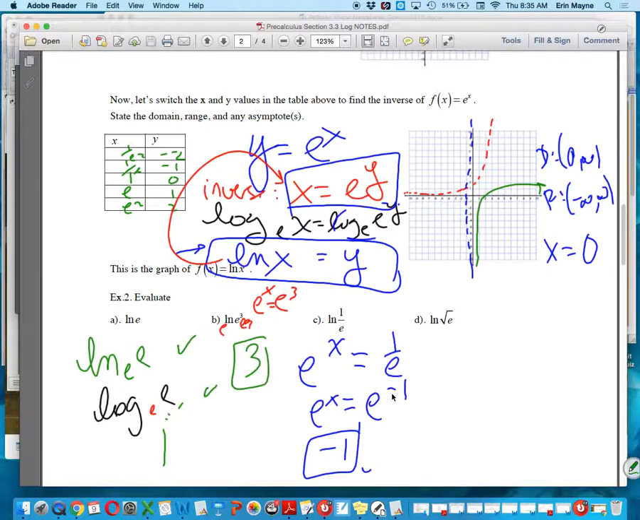And Ryan, you got the last one? Yeah, it's just like the one on the front, right? This is e to what power equals e to the 1/2. X equals 1/2.